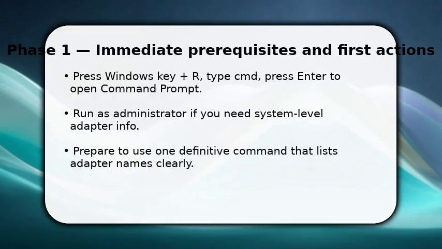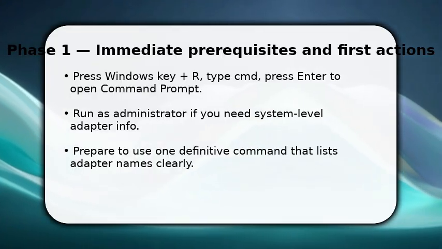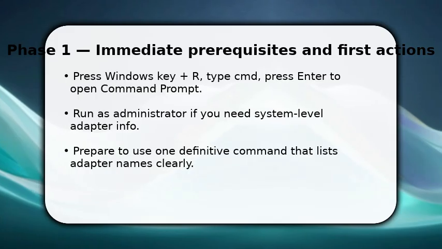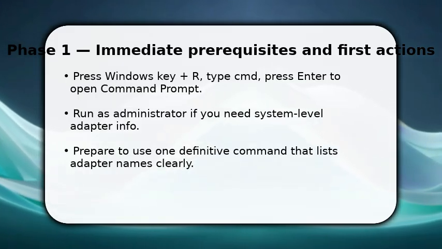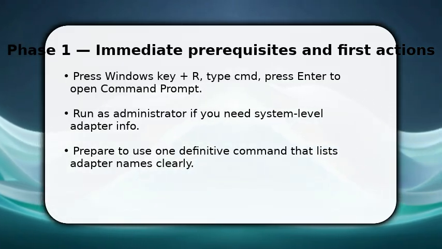Type ipconfig /all and press Enter. You will see a block for each adapter. This direct method prevents ambiguity between friendly names and hardware interface names.